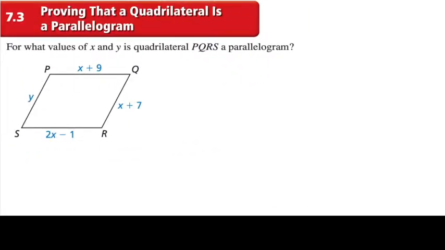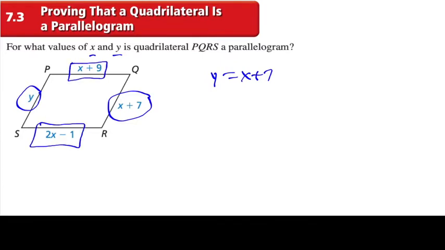So now we can apply these converse theorems, and we see the example on screen states, for what values of x and y is this quadrilateral a parallelogram? Well, because the algebra is placed on the sides, we would want to set the opposite sides equal. So we can say y equals x plus 7, and we can say that x plus 9 is equal to 2x minus 1.